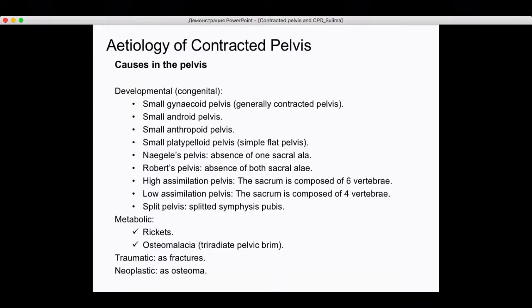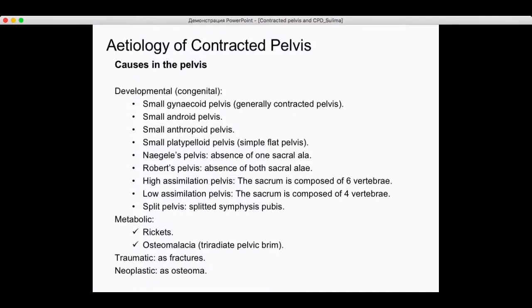What causes developmental changes? Small gynecoid pelvis, small android pelvis, small anthropoid pelvis, small platypelloid pelvis, maybe the absence of one sacral ala, such as Naegele pelvis, or absence of both sacral alae, this is Robert's pelvis. This is a congenital malformation of the pelvis.